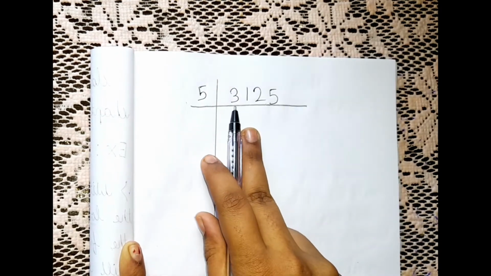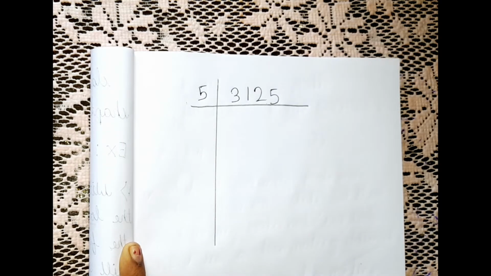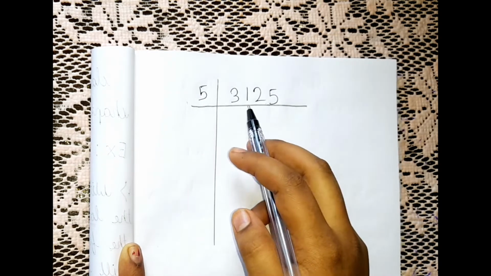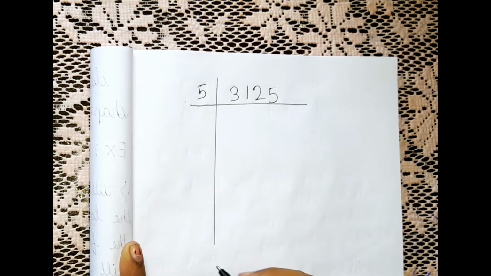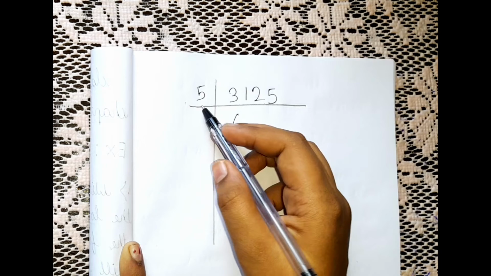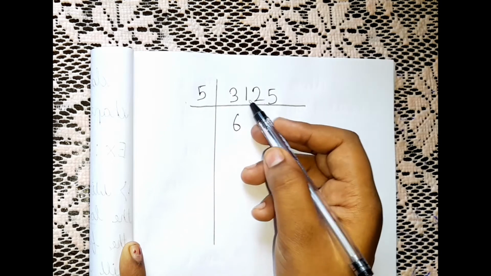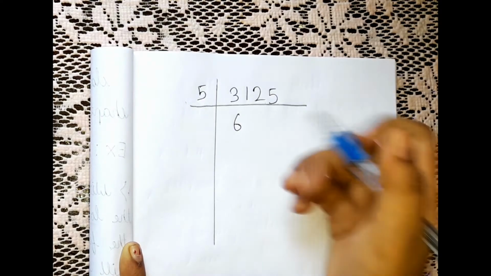First number is 3, we can't do it, and the next digit is 1. So totally it is 31. We won't get 31 in the fifth table, but we get the smallest number compared to 31 in the fifth table. That is 5 6s are 30. So we shall take 6 down here because 6 5s are 30, and we have balance, that is 1. So we shall write the 1 next to this 2.